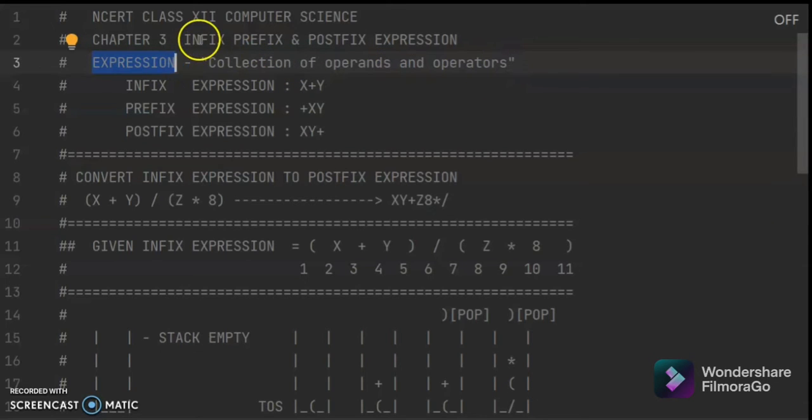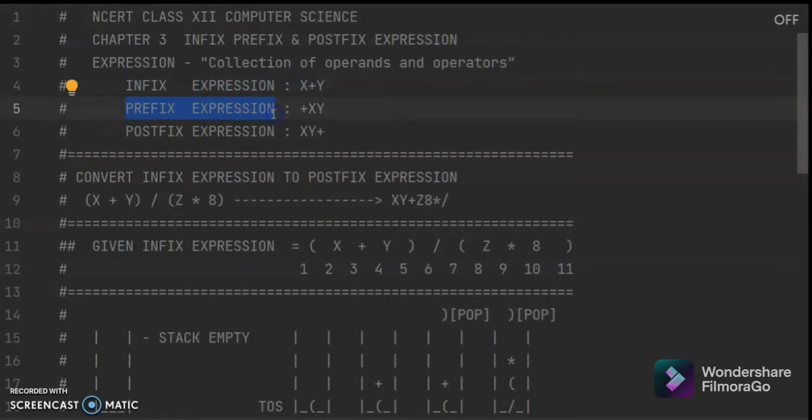Now there are three types of expression. The first one is infix expression. If the operator is in between the two variables, between the operands. So here the operands are x and y, and plus is the operator. So infix expression denotes the operator is in between the operands, in between x and y. So that is called infix. It is in between.